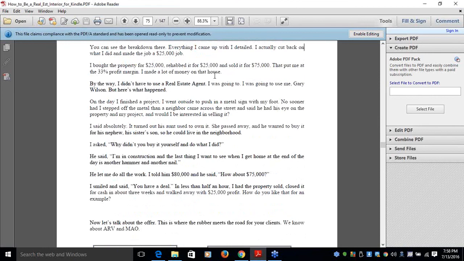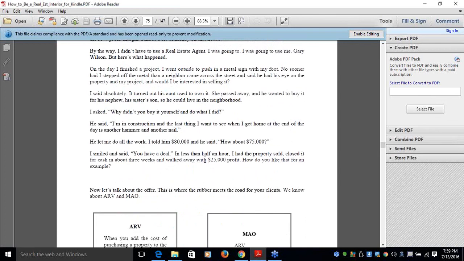Purchased for $25,000, remodeled for $25,000, and actually bought it for about $20,000, remodeled for about $28,000, and sold the thing for $75,000 and made myself a handsome profit of $25,000. And in fact, the guy that bought it lived across the street. It turns out the house was originally his sister's house. She had passed away. Her son, who was this gentleman's nephew, was forced to move away.